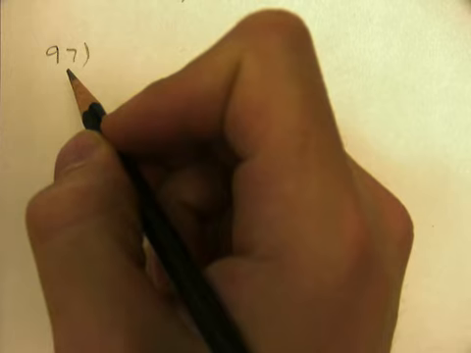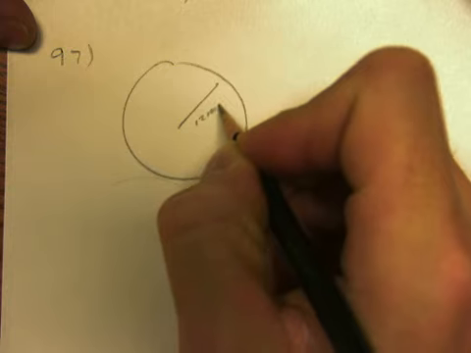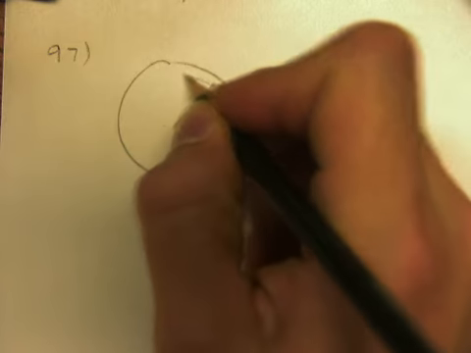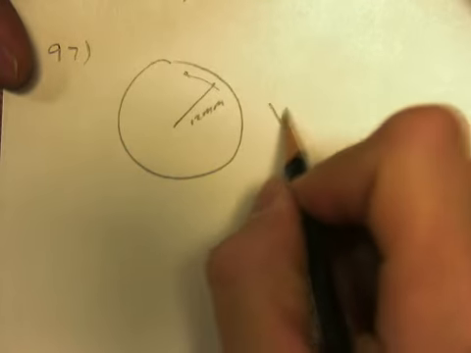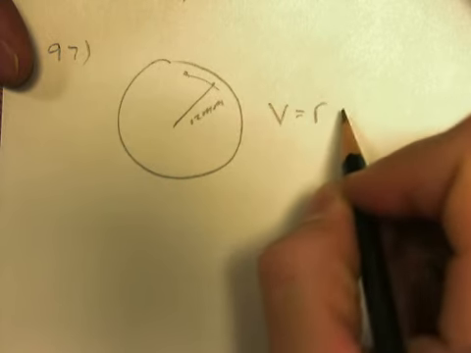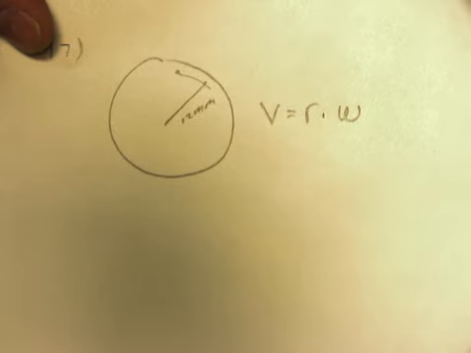Alright, so number 97 says the second hand on a watch is 12 millimeters long. What is the velocity of its tip? So it wants velocity, and it gave us a radius, so this is definitely looking like a velocity equals radius times angular velocity problem.